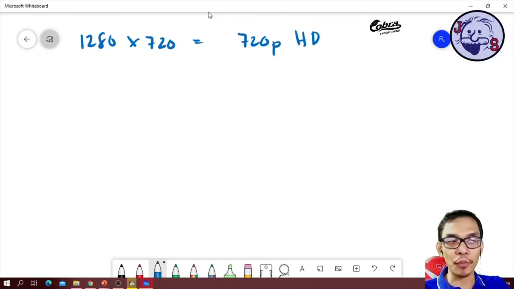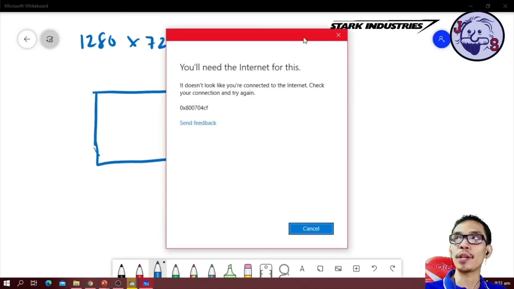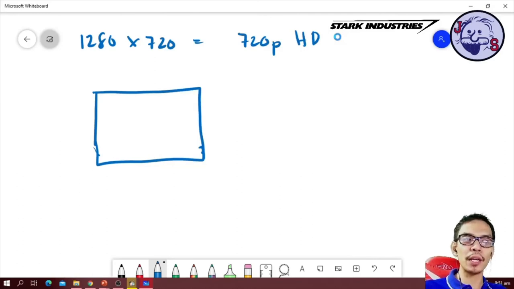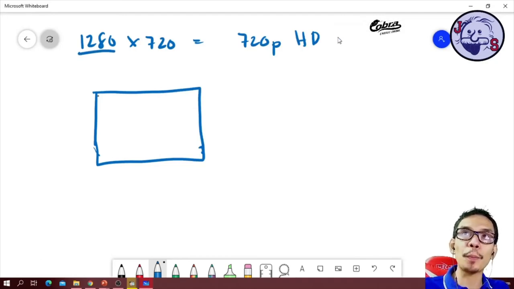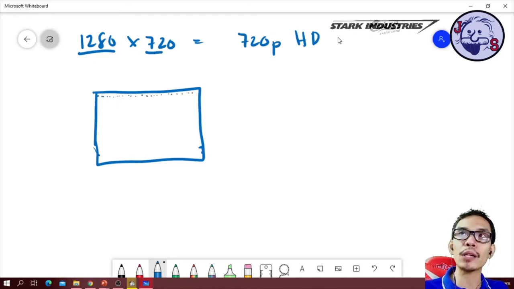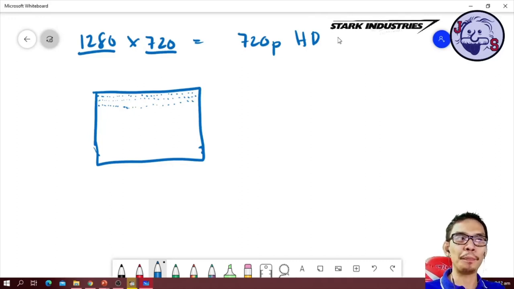How did it come to be? We have here, for example, your screen. On this screen, the 1280 that you have right there is the number of pixels across your screen. So you will count 1,280 pixels, and you will repeat that 720 times, another 1,280 on the next row, until you fill this screen with the 720p number of pixels. So that is the 720p.